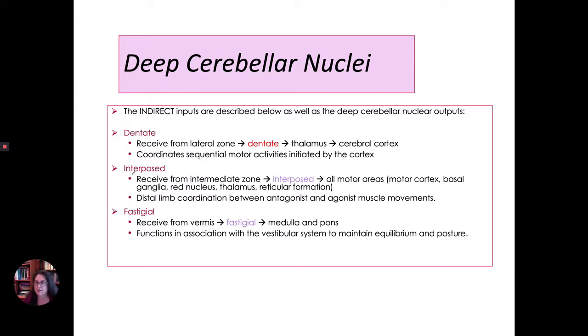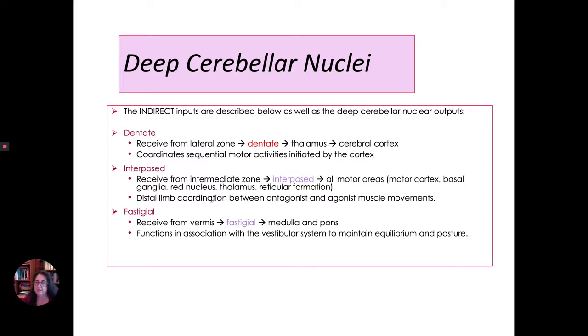Interposed nucleus. These receive input from the intermediate zones and through the interposed nucleus, and then from out of there goes to pretty much all of the motor areas you can imagine. Motor cortex, basal ganglia, etc. Lots of places. And this has to do a lot with those distal limb activities, coordinating those distal limbs, especially timing the coordination when your agonist and antagonist muscles are contracting.